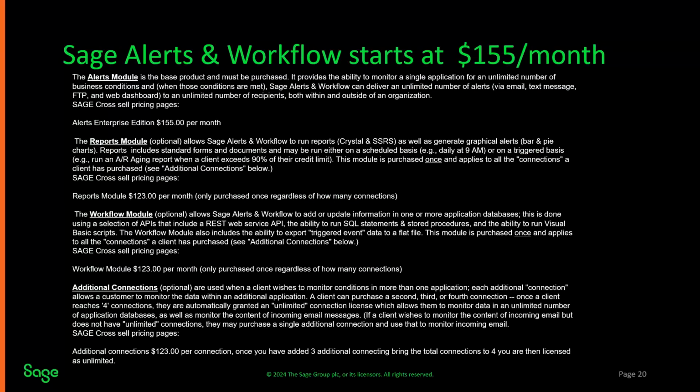If I look at the software to start with, just sending out alerts, it's $155 a month. That gets me all the things to send alerts, create those alerts. Now, if I want to add report writing to it, so Crystal, SSRS or Sage Report Writers, I'm going to add a little additional money to it. So that's another $123 a month. So that brings me up to $278.